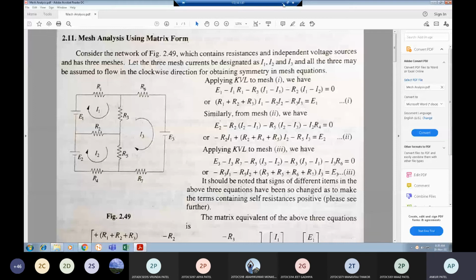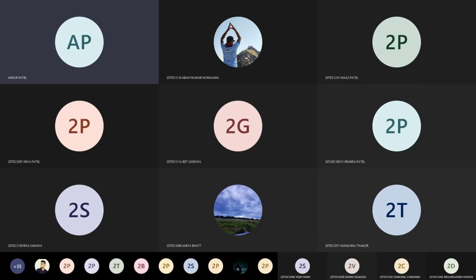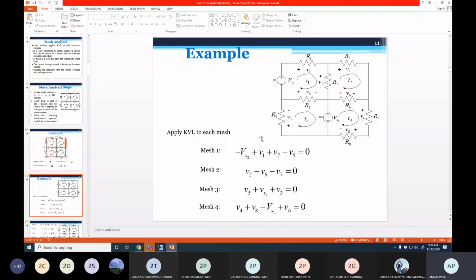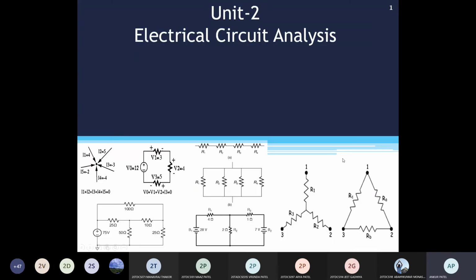Sir, the screen is not visible. Okay, wait. Now, yes, you can, sir. See, here you can see the sign is already interchanged in mesh 1, mesh 2, mesh 3, mesh 4. Okay, I am just using my pointer.